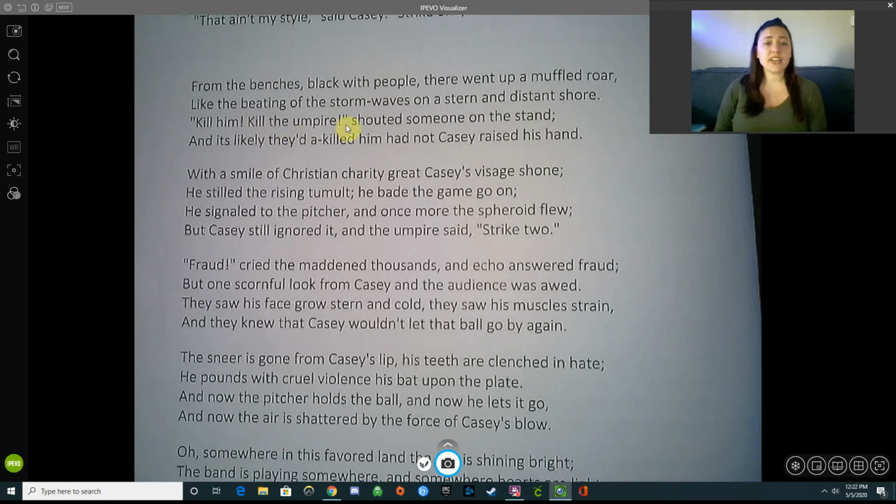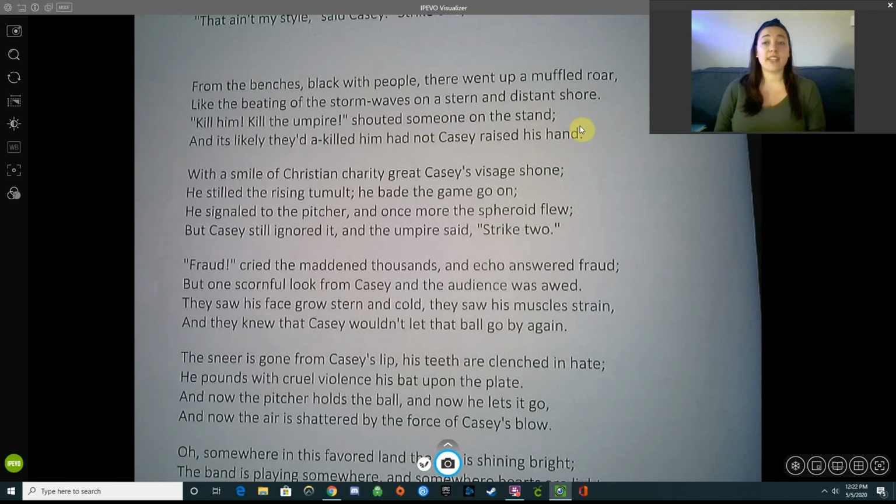"Kill him! Kill the umpire!" shouted someone on the stand, and it's likely they'd have killed him had not Casey raised his hand. With a smile of Christian charity great Casey's visage shone. He stilled the rising tumult, he bade the game go on. He signaled to the pitcher, and once more the spheroid flew, but Casey still ignored it, and the umpire said, "Strike two!"